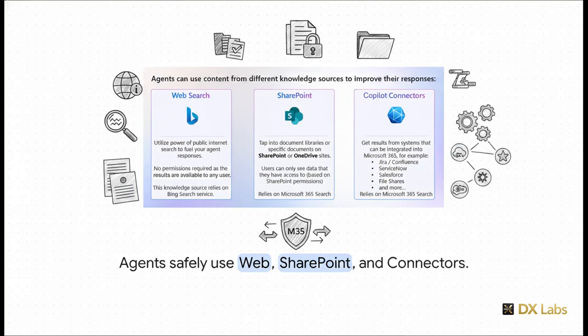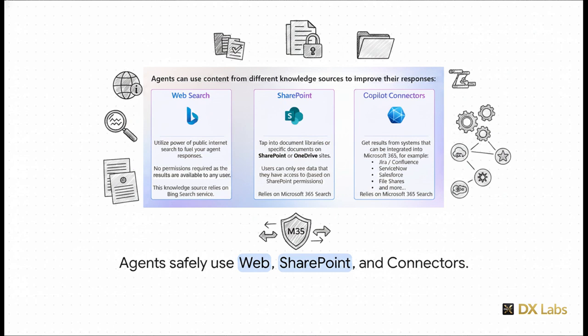Think of an agent like a lead investigator. To build a rock-solid case, they can't just rely on a single file. They need to pull facts from multiple trusted sources. Agents draw their knowledge from 3 primary bases. First is web search, utilizing Bing to surface up-to-date public data. Second is SharePoint, securely tapping into internal company-approved documents and libraries. And third are Copilot connectors, which allow the agent to securely pull data from external third-party apps like Salesforce, Jira, or ServiceNow.